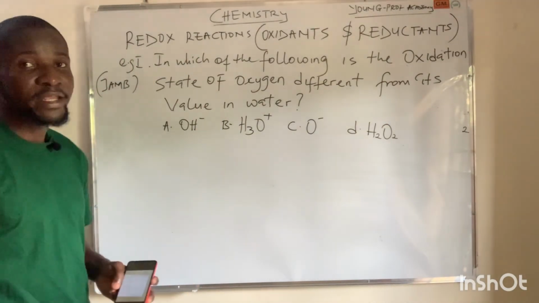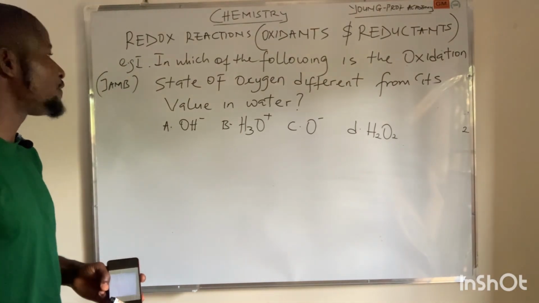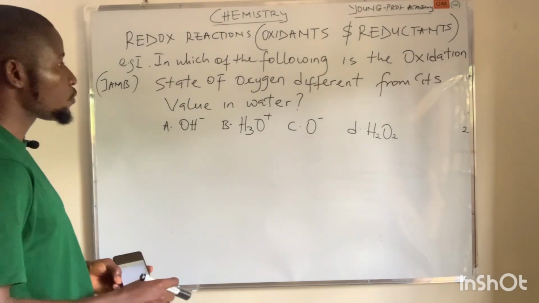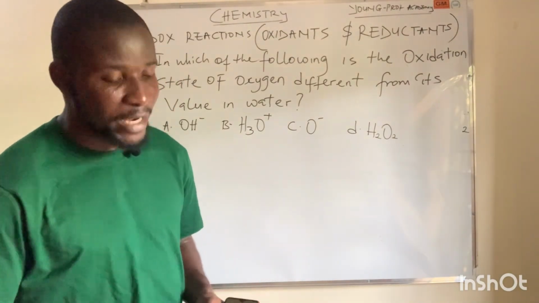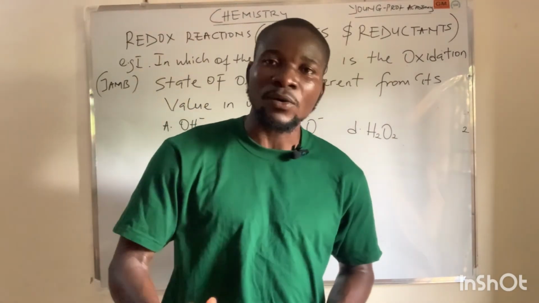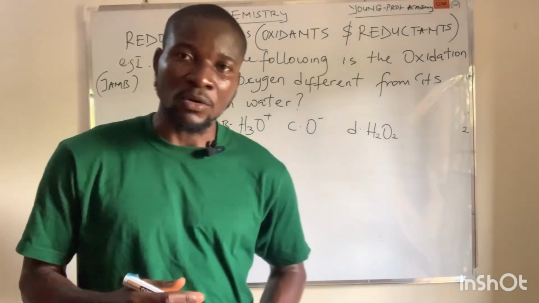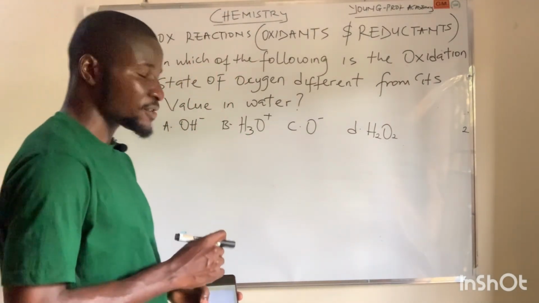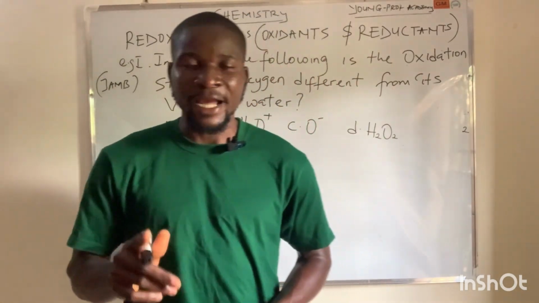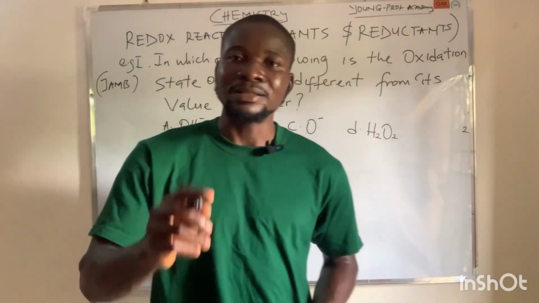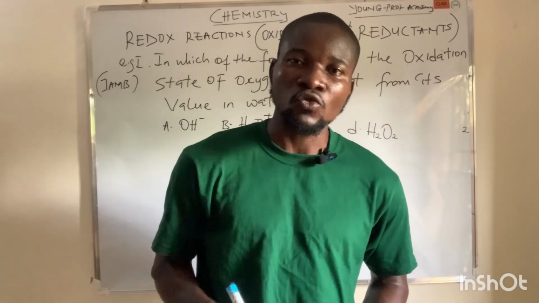in which of the following is the oxidation state of oxygen different from its value in water? I want you to understand that in my last video, I told you about the rules that guide us in calculating the oxidation number of an element in a compound. And one of the rules is that the oxidation number of oxygen is always -2 in ordinary compounds, -1 in hydrogen peroxide and -0.5 in superoxide.